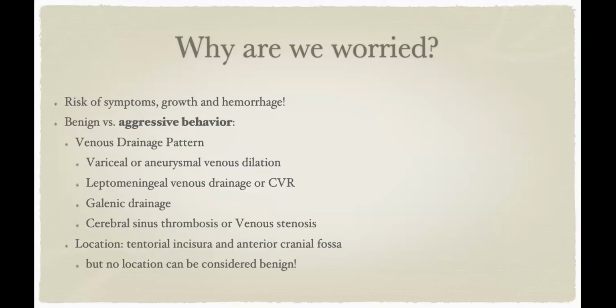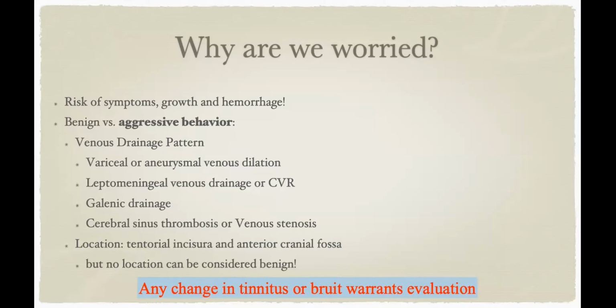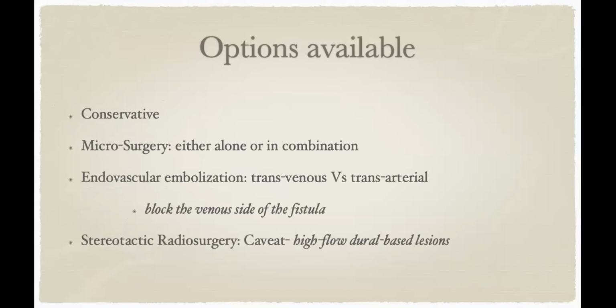Also, the location is very important. For example, in the tentorial incisura and anterior fossa, these AV fistulas have also been shown to have a lot of aggression. However, the caveat is there is no location which can be considered benign. Hence, any change in tinnitus or bruit actually warrants evaluation. Now, what are the treatment options available? One is conservative therapy, the second is microsurgery, the third is endovascular embolization, and the fourth is stereotactic radiosurgery, which I'll be talking about as the cases go.